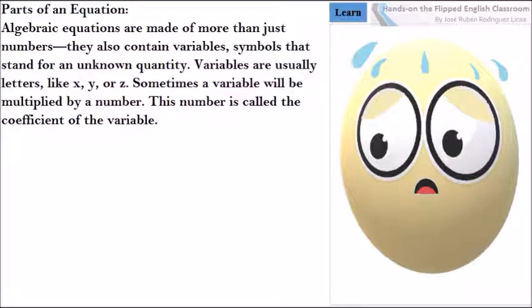Parts of an equation. Algebraic equations are made of more than just numbers. They also contain variables, symbols that stand for an unknown quantity. Variables are usually letters, like x, y, or z. Sometimes a variable will be multiplied by a number. This number is called the coefficient of the variable.